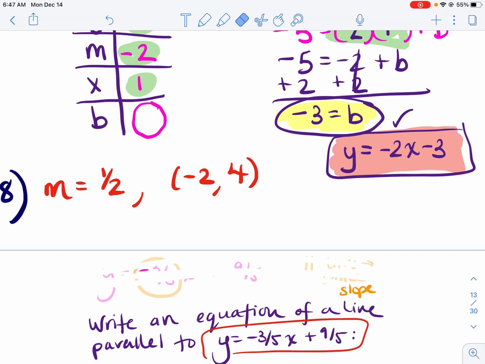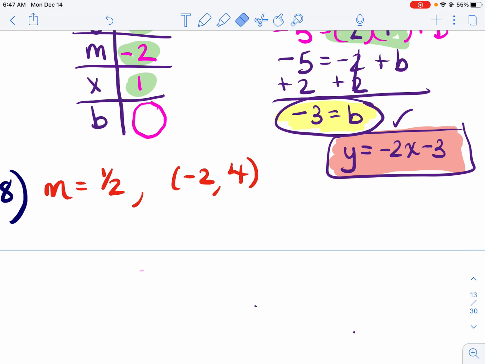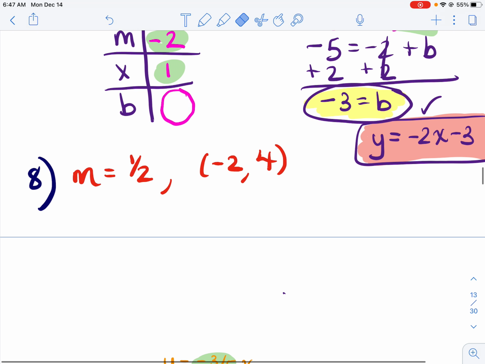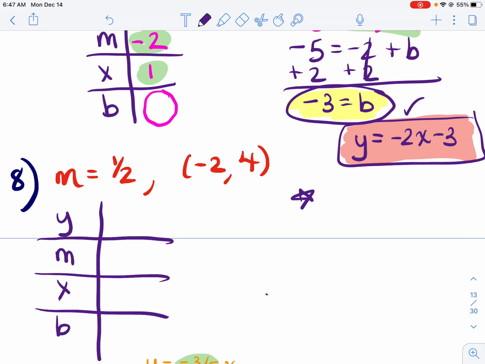Okay, so I'll have you try one more on your own. It's so much math. I'm so proud of us. Okay, so last thing we'll do, try this one on your own. And it's okay, it's a fraction. We got this, right? So y, m, x, b. Fill in your table. x is -2, y is 4, and m is 1/2. We're trying to find b.